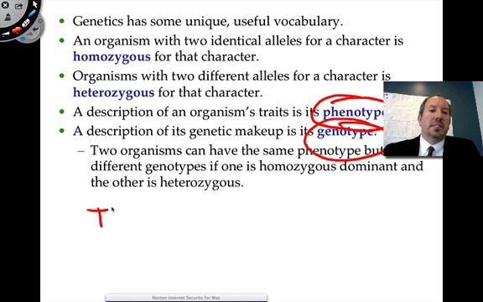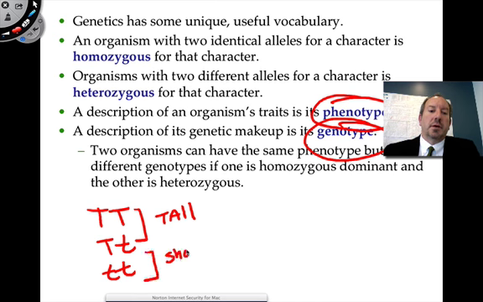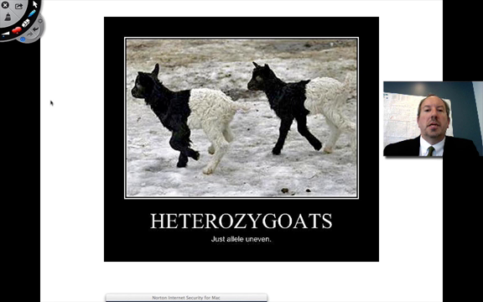So big T is genotype. Big T, little t is genotype. Little t is genotype. These two are tall. That's phenotype. And this one right here is short. That's phenotype. So those are very useful terms in genetics. This is what I was kind of smiling about before. You might recognize this. These are not heterozygous, but heterozygotes.